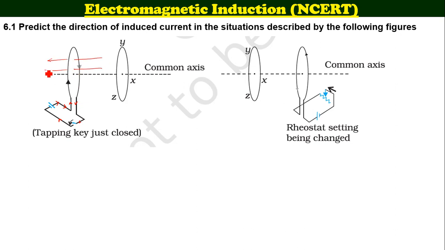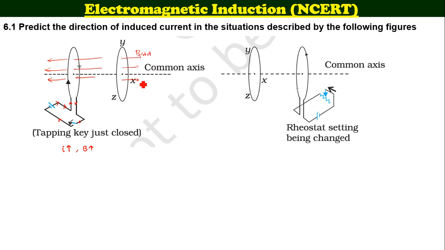Basically here the original magnetic field, current has just started developing. That means current will be increasing here. If current increases, you can say that magnetic field is also increasing, isn't it? Magnetic field and current are directly proportional to each other. If magnetic field is increasing, then the original magnetic field is strong. If the original magnetic field is strong, the induced magnetic field should be in the opposite direction. This is the direction of induced magnetic field.